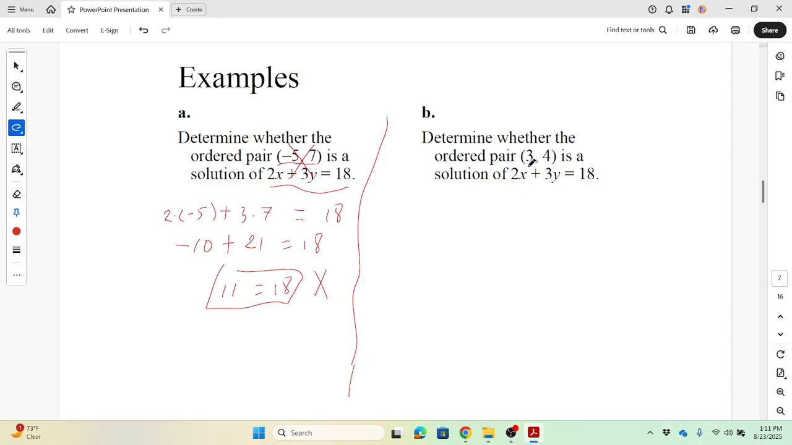Let's go here and do the same thing. Replace x by 3 and y by 4, and let's check what happens. 2 times 3 is 6. 3 times 4 is 12. And that is 18 equal to 18, which is true. It was false here, but now it's true. True means this ordered pair is a solution of this equation.